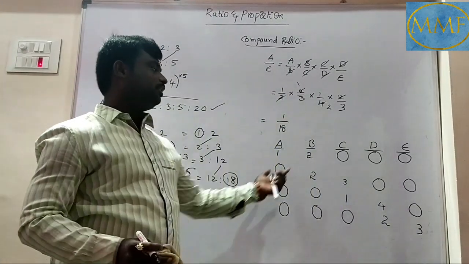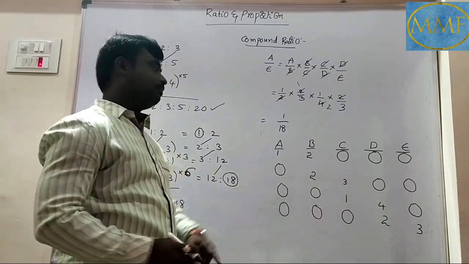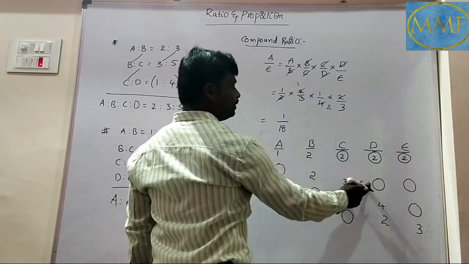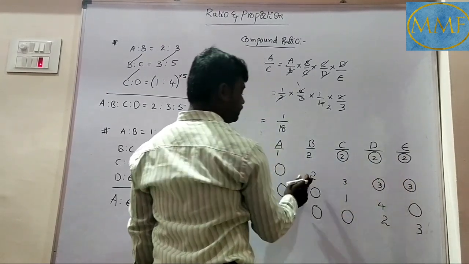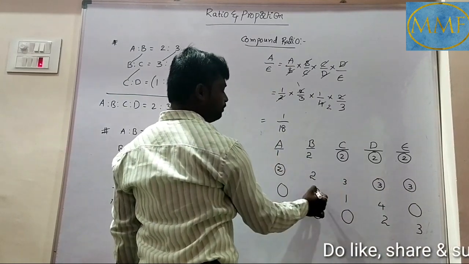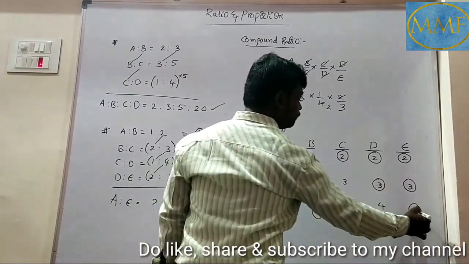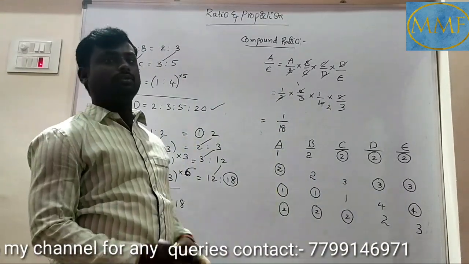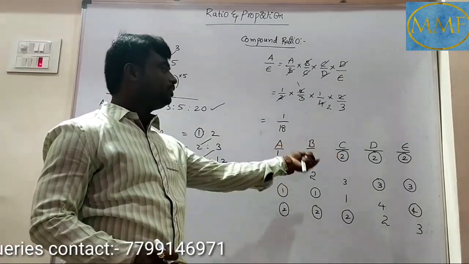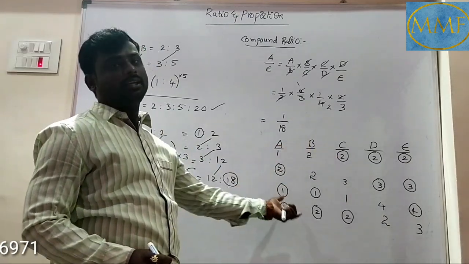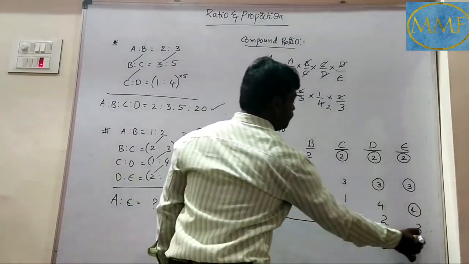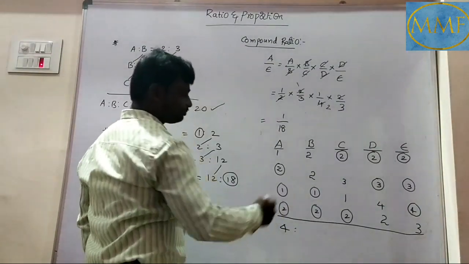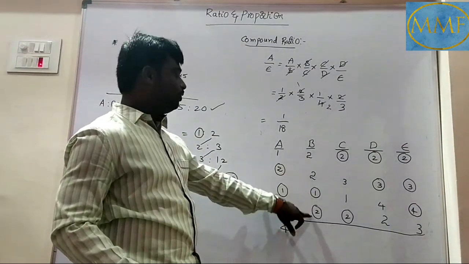Then we should fill these circles with front and back numbers. What is the front number here? 2. What is the front number? 3. What is the back number? 2. What is the front back number? 1. So next 4. Next 2. So like this we can get A is to E, or A is to B is to C is to D, or B is to C, or C is to D. Whatever ratio you want, you can get. Now let's see here. Very simple. 1 into 2 into 1 into 2. It must be 4. Next 2 2s are 4. 4 into 2.